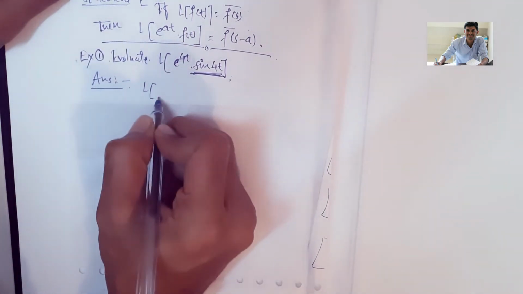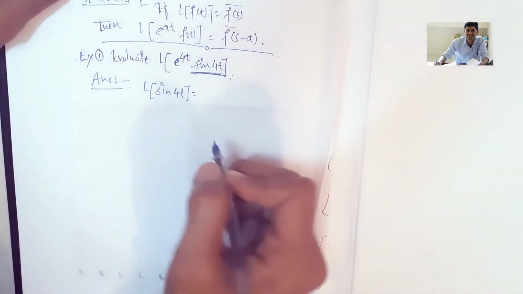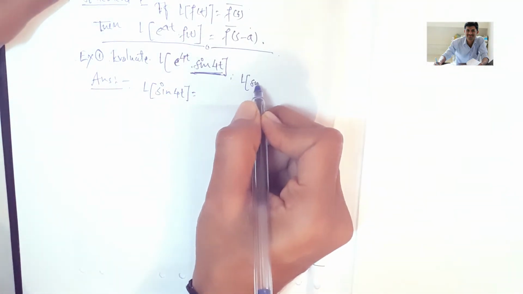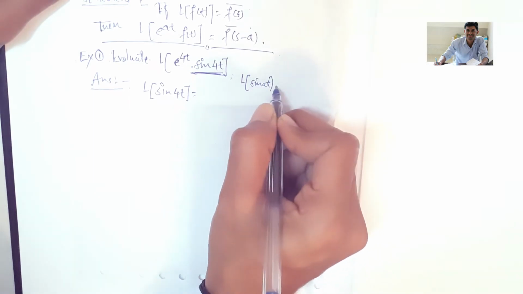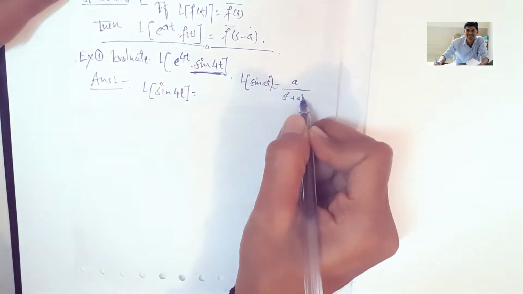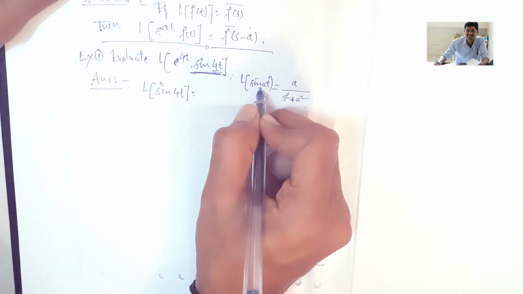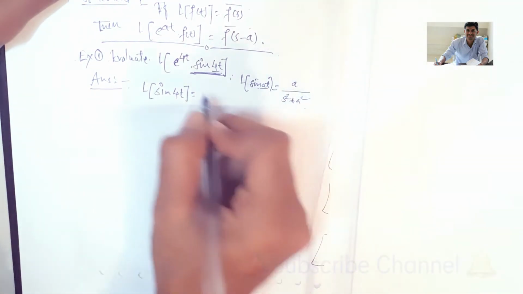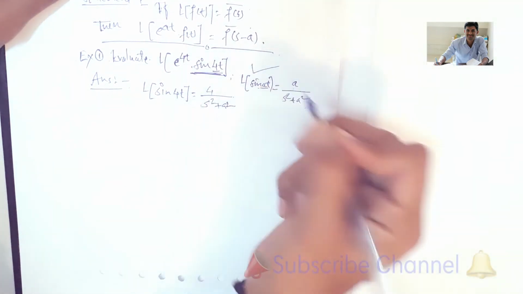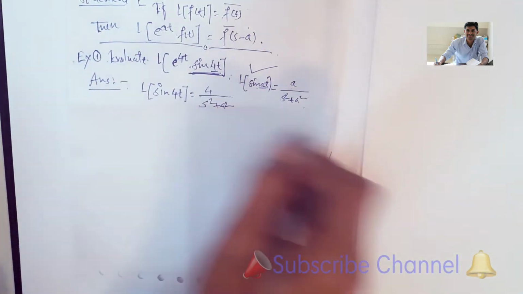The Laplace of sine 4t equals, with the help of the formula, the Laplace of sine at, if you know, is a divided by s square plus a square. After comparing, the value of a is 4, so 4 divided by s square plus 4 square. All these formulas are defined in the last video. You can check the description for the link.